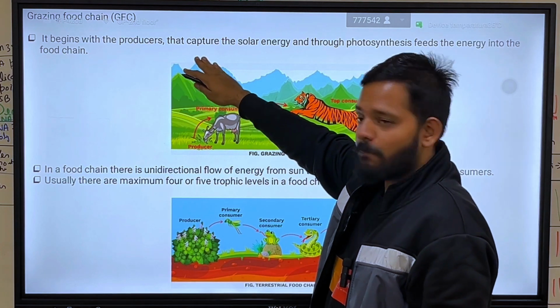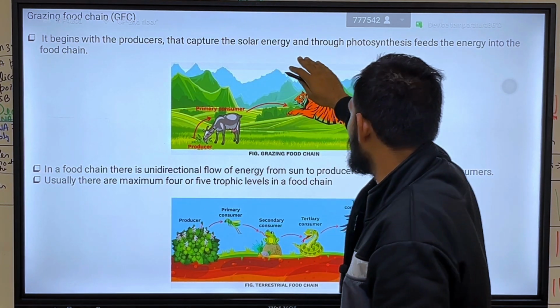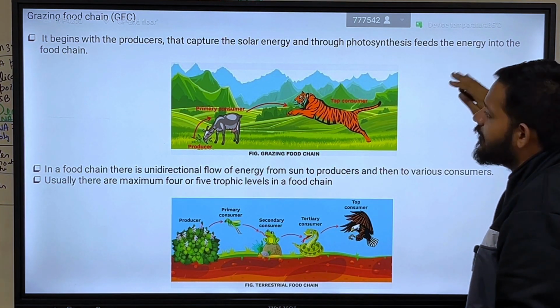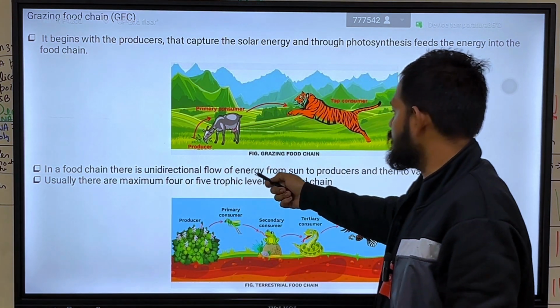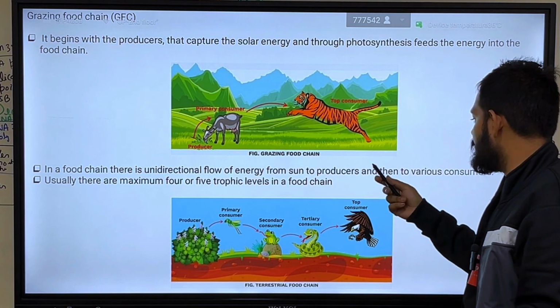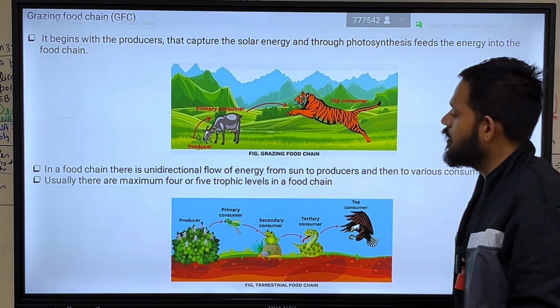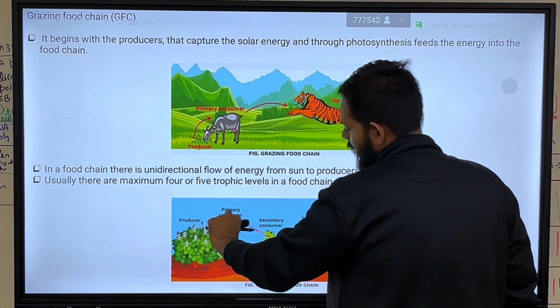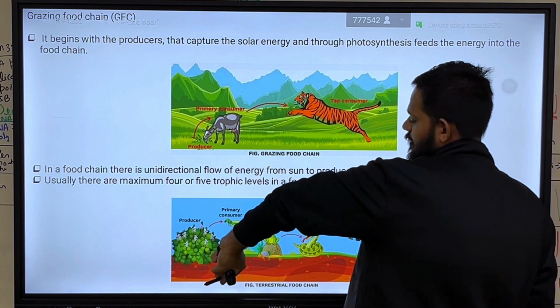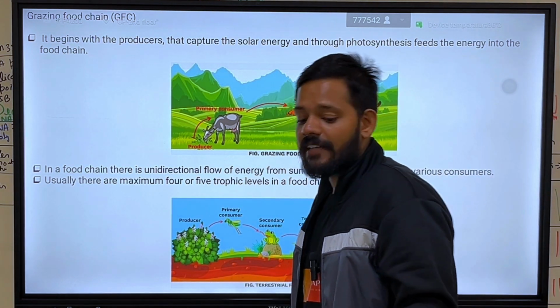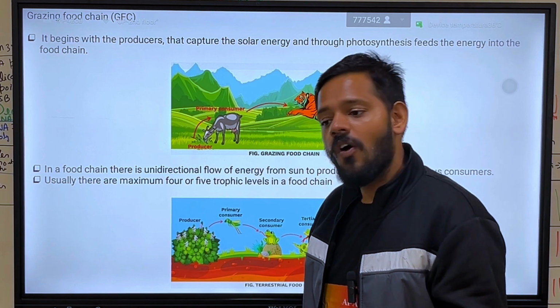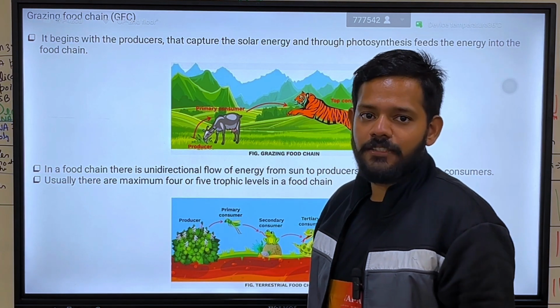It begins with producers that capture the solar energy and through photosynthesis feed the energy into the food chain. In the food chain there is unidirectional flow of energy from sun to producer and producer to various consumers. The energy is flowing only in one direction; it is not coming back. There is no U-turn of energy in food chains, either in the grazing food chain or the detritus food chain.